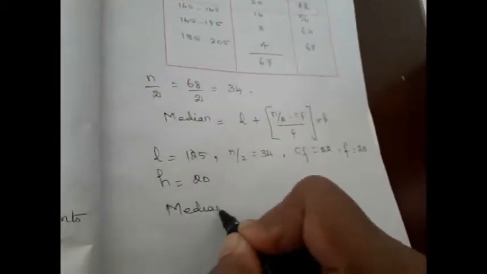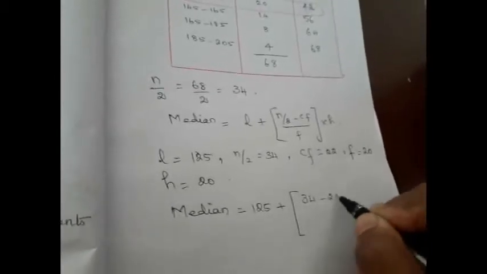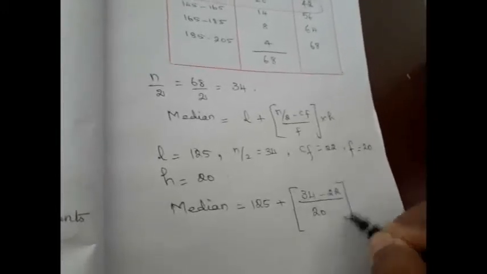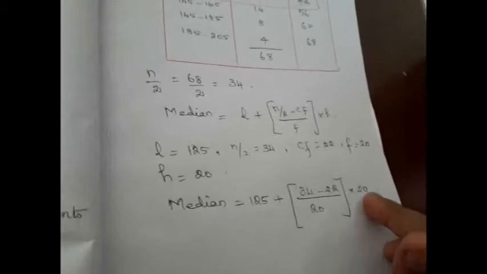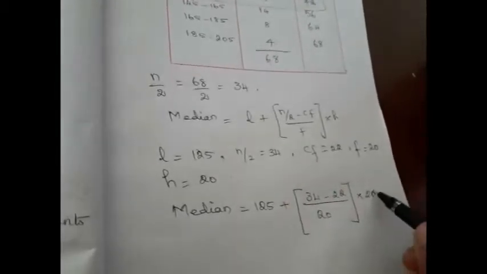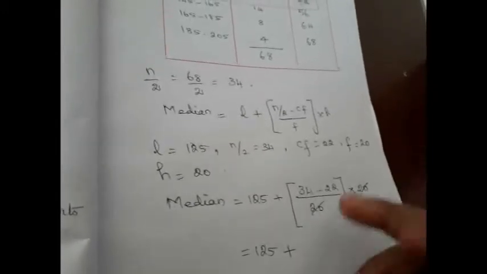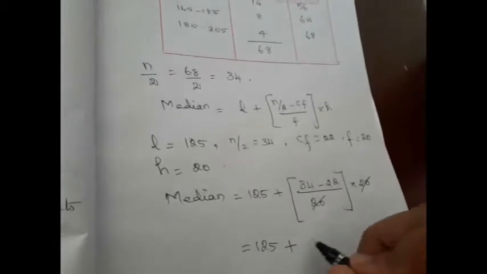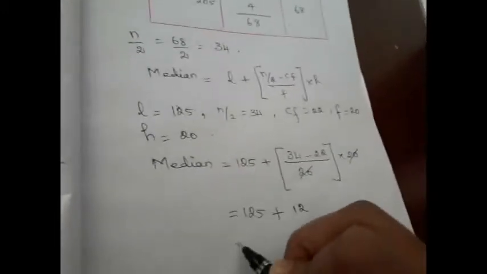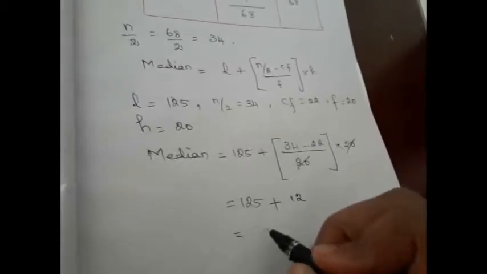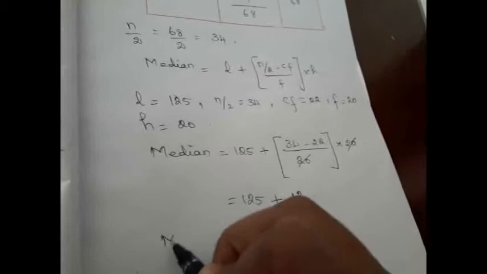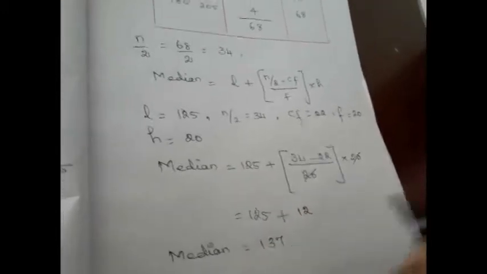Now we identified all the values. Now substitute in your formula. Median is equal to 125 plus 34 minus 22 divided by 20 into H, which is also 20. As I told you, you have to multiply this X with this and then only you have to add. So this 20 we can cancel, which is 125 plus what is 34 minus 22? It is going to be 12. So if we add 125 plus 12, we will get 137. Therefore, median is 137. Right?